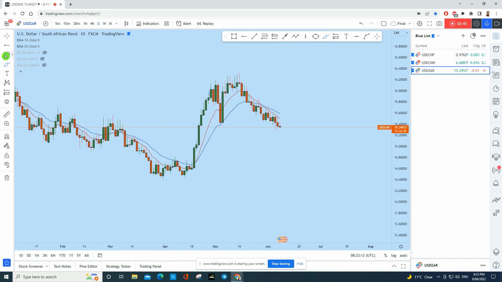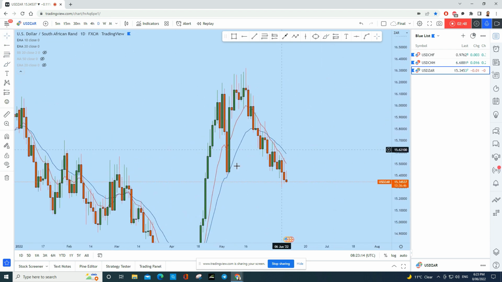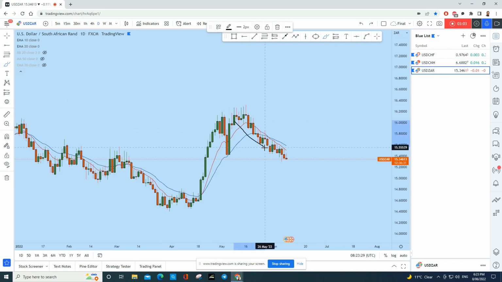Going to the daily time frame, we see that after this move USD ZAR created a double top formation here, and then the price is pushing to the downside, creating a series of lower highs and lower lows, and it is moving in this channel. When you see a movement like that, you can expect the price to come down slowly and push to the downside, maybe to this level of support. So we can expect USD ZAR to continue to drop.